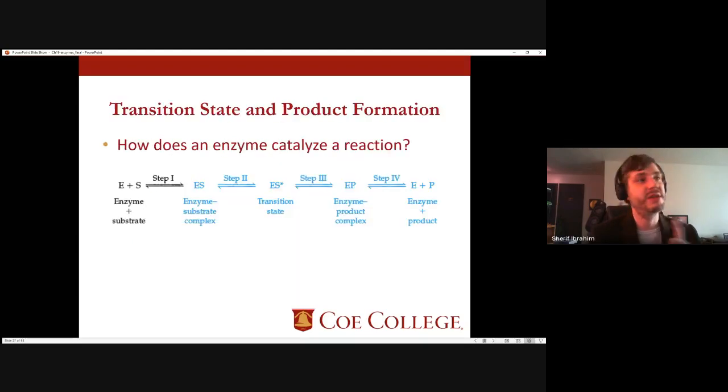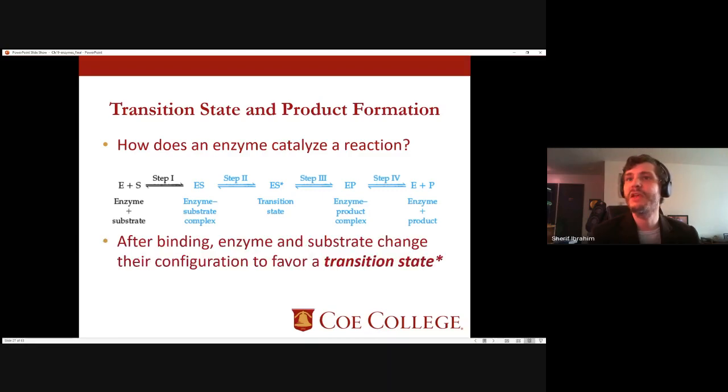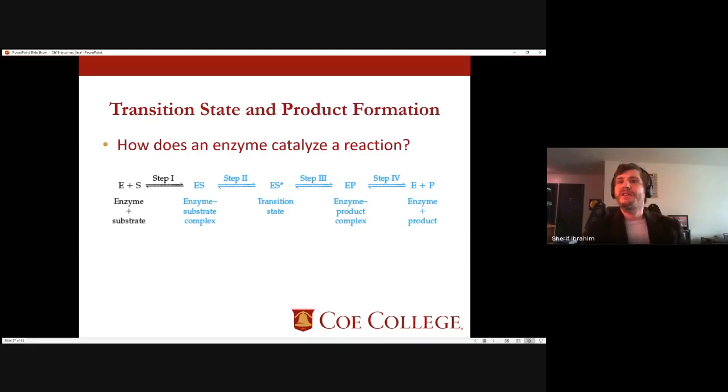Okay, so we did step 1. Let's look at steps 2, 3, and 4. In step 2, you can see it's making ES star. It's called a transition state. This is the high point in that activation energy. It's represented by that maximum point, and it's the least stable conformation. The transition state only exists for a second, and it's the in-between state of a reaction. We had to break one bond, but we haven't formed the next bond yet.